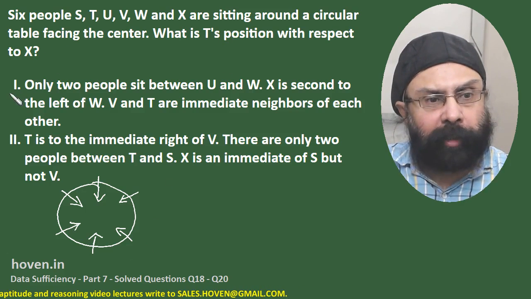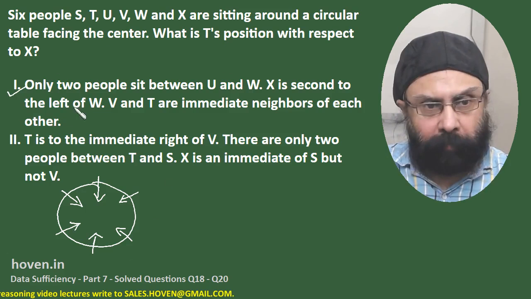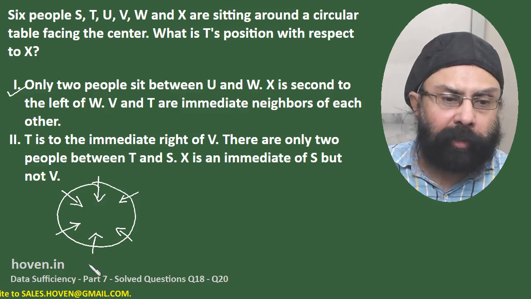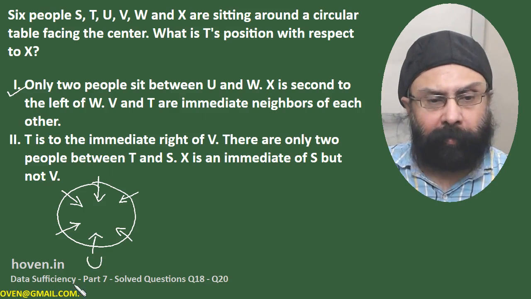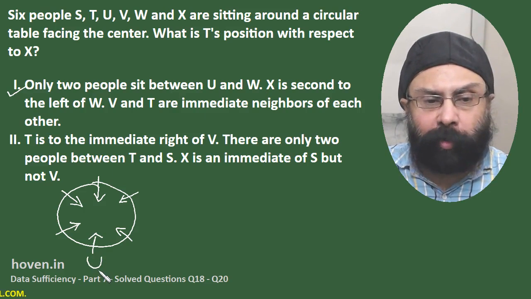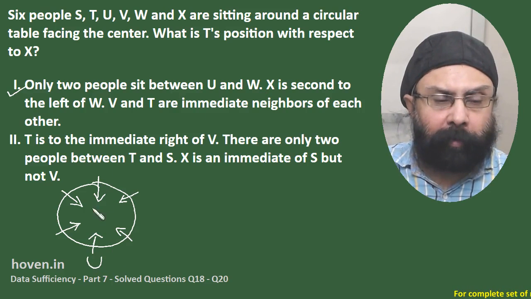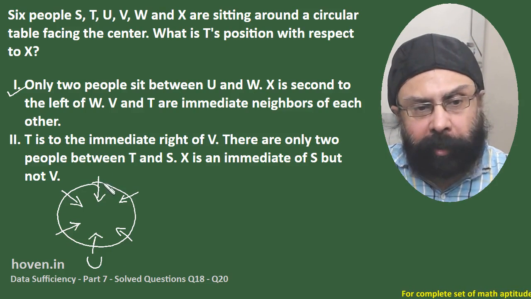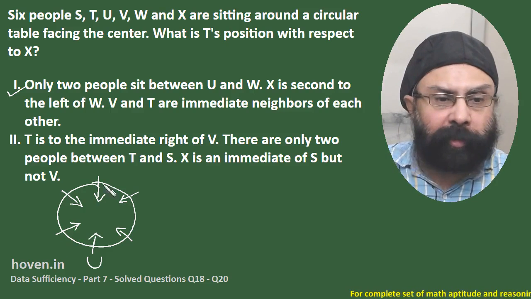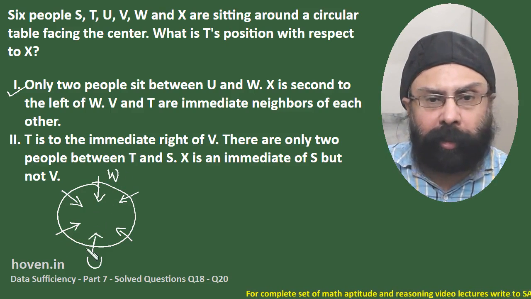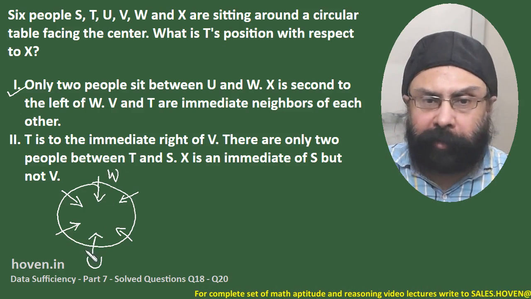Okay, let us now study the first statement alone. Only two people sit between U and W. Let us say U is at this position. And there will be two persons between U and W. Leave two, come to this position. Then leave two, you again come to the same position. This means U and W are sitting opposite to each other. Both of them are fixed.